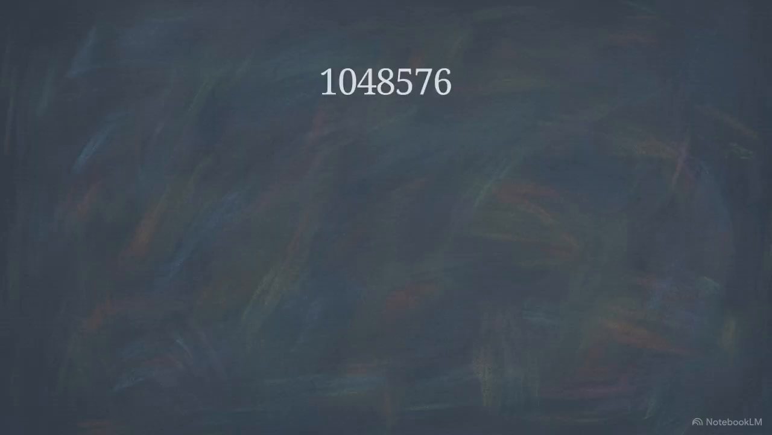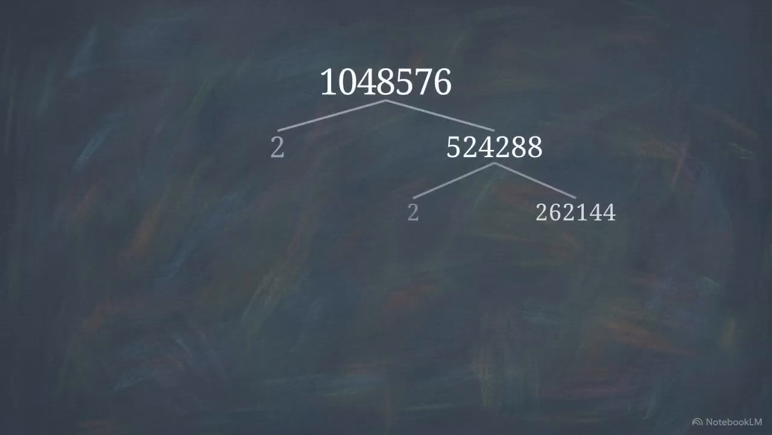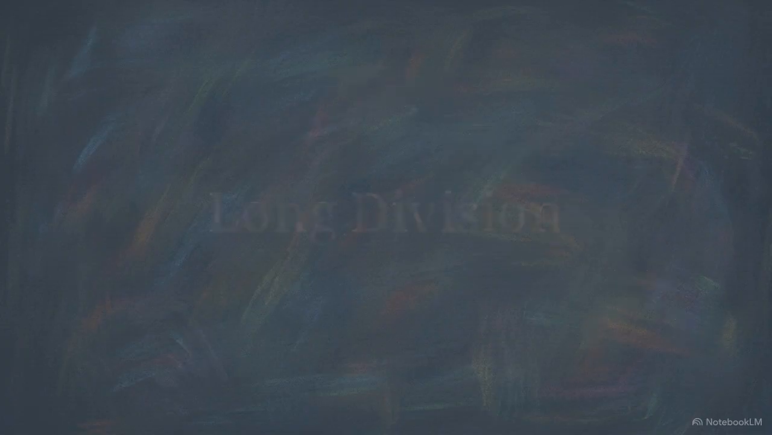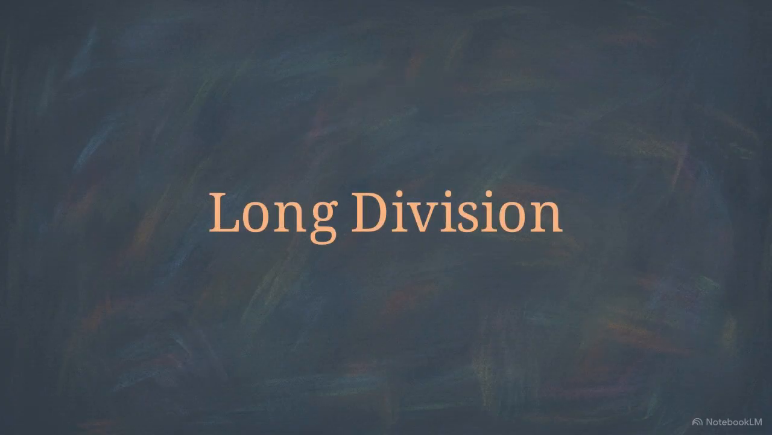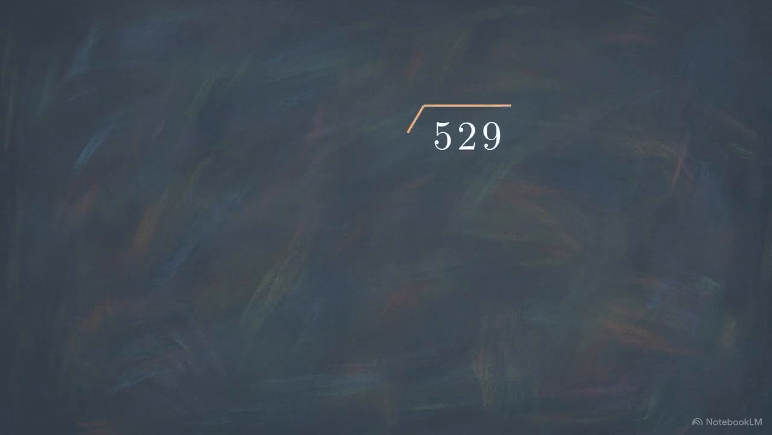This pairing method is reliable, but as numbers grow into the thousands, listing every factor becomes inefficient. For massive numbers, we need a more powerful algorithm. This is where long division excels. First, group the digits into pairs starting from the right. In 529, the 29 forms one group, leaving the 5 on its own.